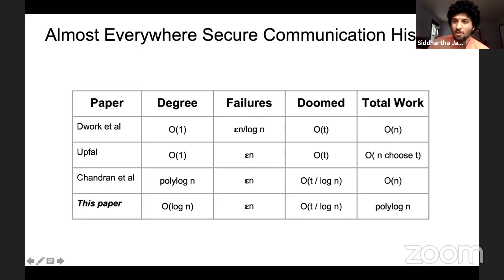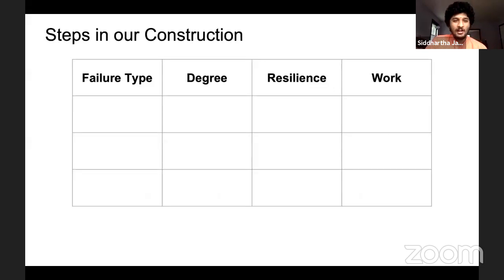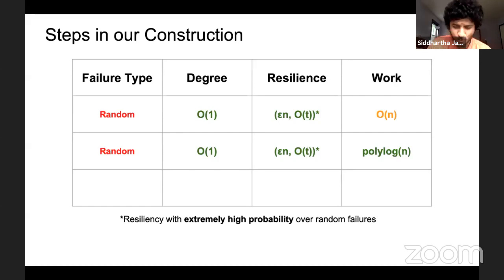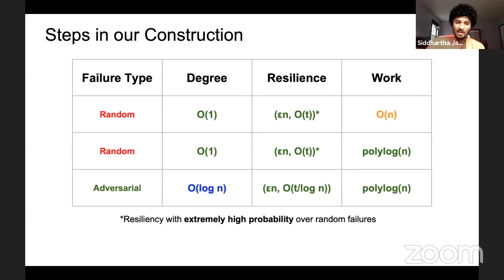So I won't have time, of course, to go into the details of the result, but I'll just quickly tell you the sequence of events that gets there. So we have 3 results that build up to our main result. In the first result, we showed that if failures are not adversarial, but they're random, then there's a constant degree graph that's highly resilient with a linear work complexity. From there, we showed that in fact, for this graph, if you do something clever, you can bring down the work complexity to polylog n. We use the probabilistic method there. And then from there, we take this graph and we multiply it log n times and show that that graph is resistant to even adversarial failures.